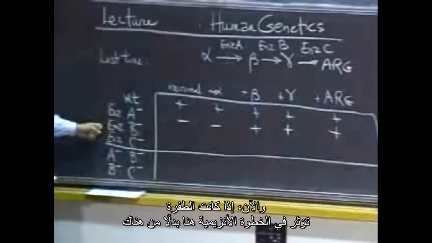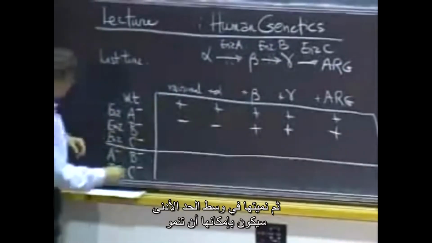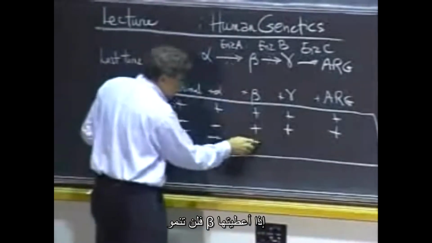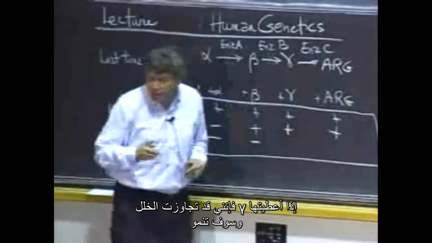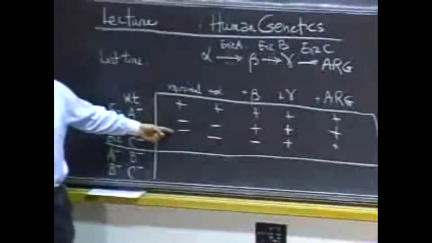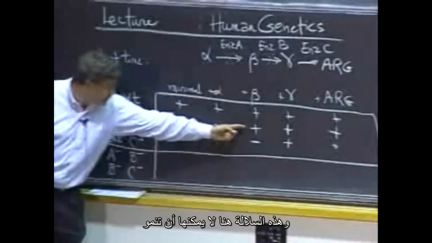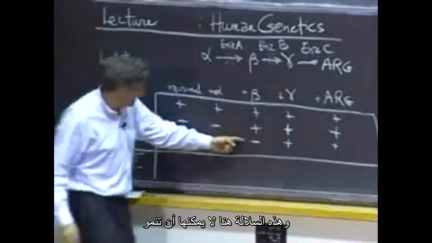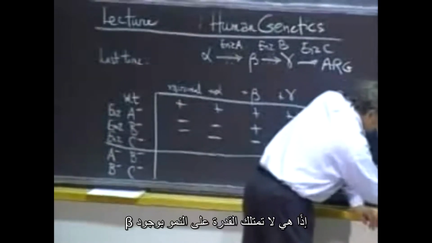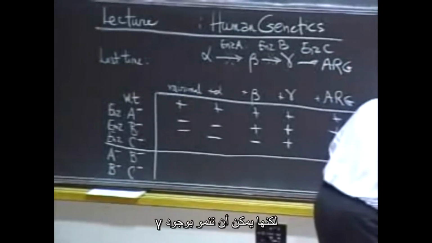Now, if instead the mutation were affecting the enzymatic step here, then on minimal media, it won't grow. Alpha won't suffice. If I give it beta, it won't suffice. If I give it gamma, however, I've bypassed the defect, and it'll grow. So there's a very different phenotype: the inability to grow on beta, but it can grow on gamma.